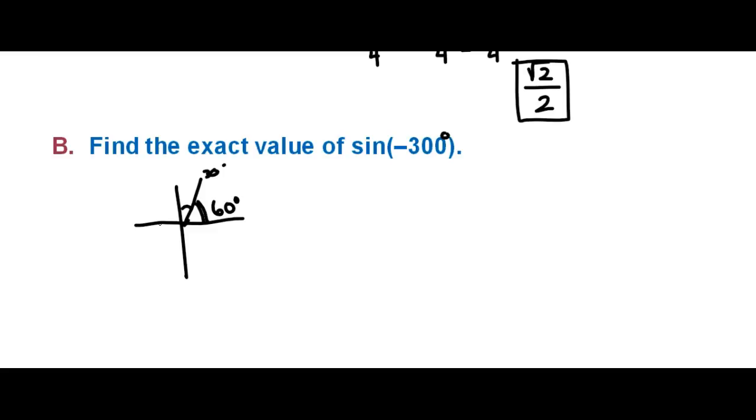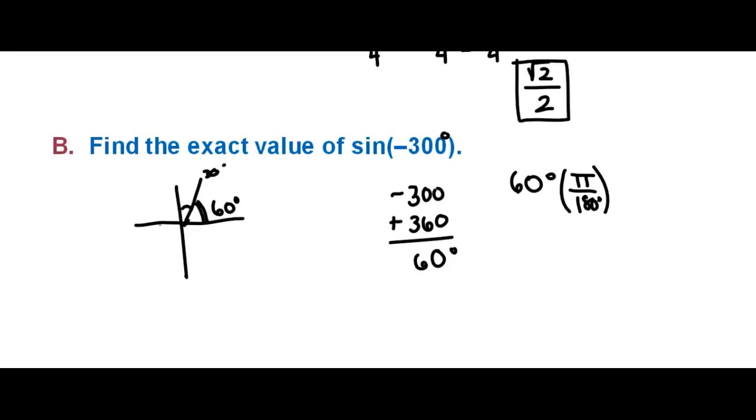Another way you can look at that is if you add 360 to this, so negative 300 plus 360 is going to give you a positive 60 degrees. So now we want to find what that would be in radians. 60 degrees, converting that to radians. Notice that 60 over 180 is a third, so we essentially have pi over 3. So we're trying to find the sine of pi over 3 after all.